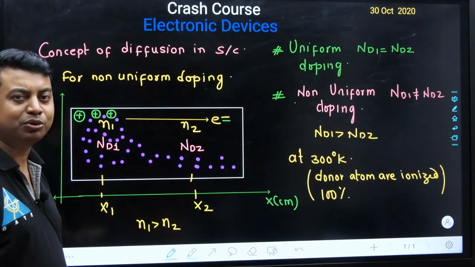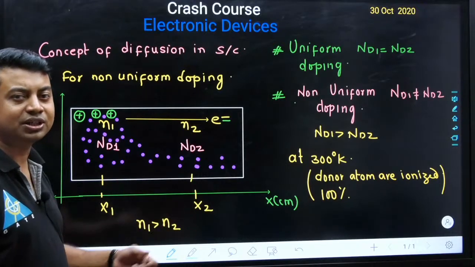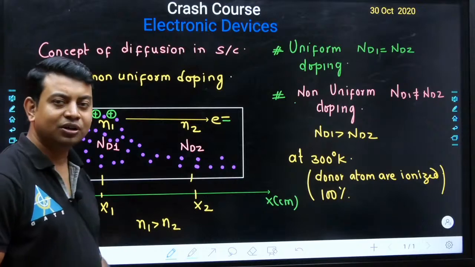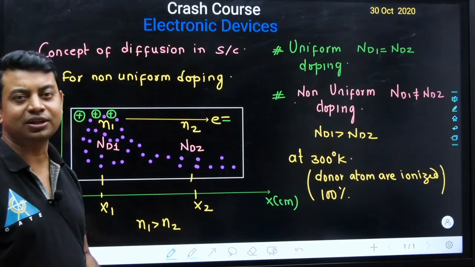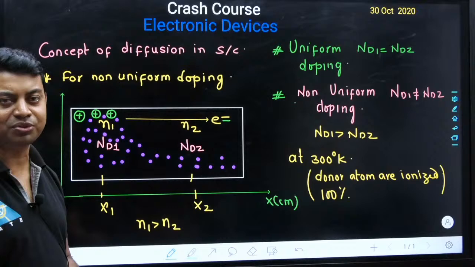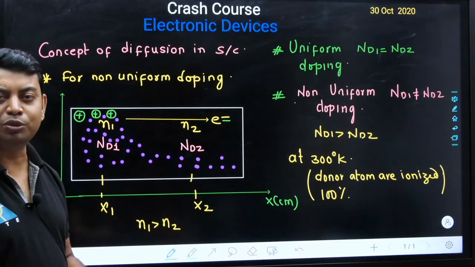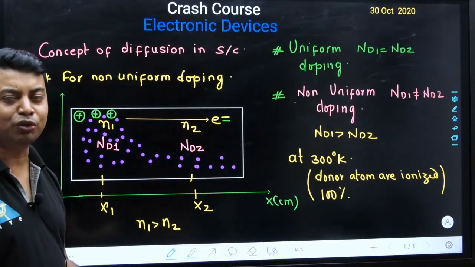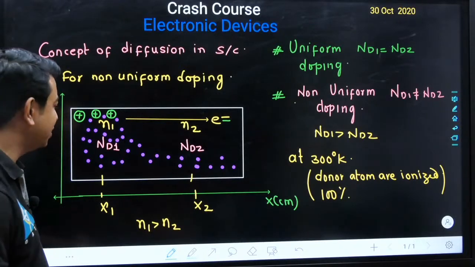Now, we have to think about the electrons that are moving from the left-hand side to the right-hand side because of the concentration difference. Whenever electrons move from one side to another because of the concentration difference, definitely we know the movement of electrons will give a current. The rate of flow of charge is nothing but the current. So, we have a current.